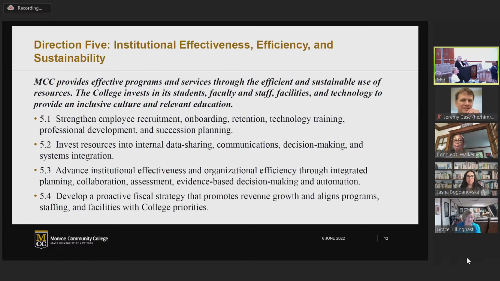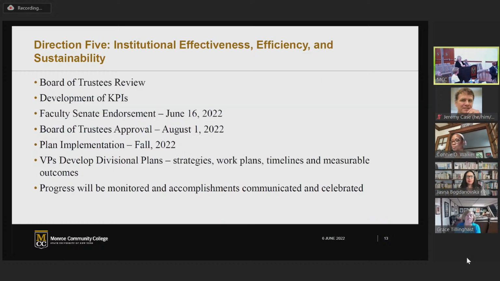Next slide, please. And direction 5, which is our final one, focuses on institutional effectiveness, efficiency, and sustainability. The effectiveness of an institution rests upon its contribution that each of the institution's programs and services make toward achieving the goals of the institution as a whole. Here we bring our attention to our employees, our resources, integrated planning, assessment, and evidence-based decision-making. And with that, we'll move on to next steps.